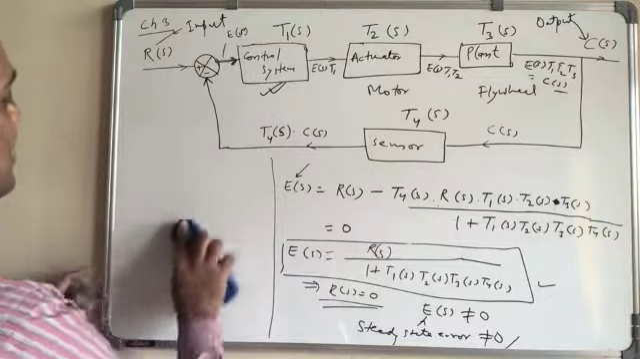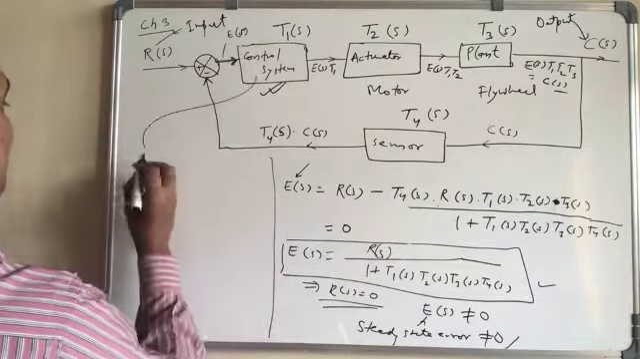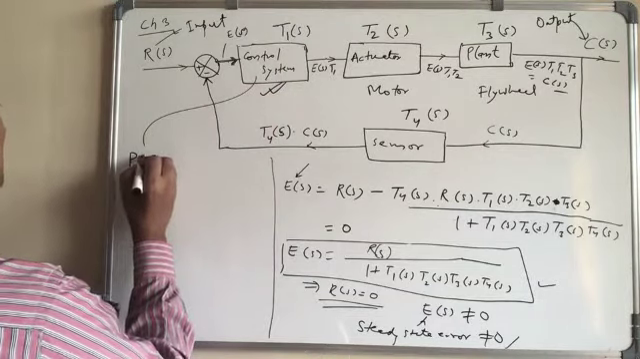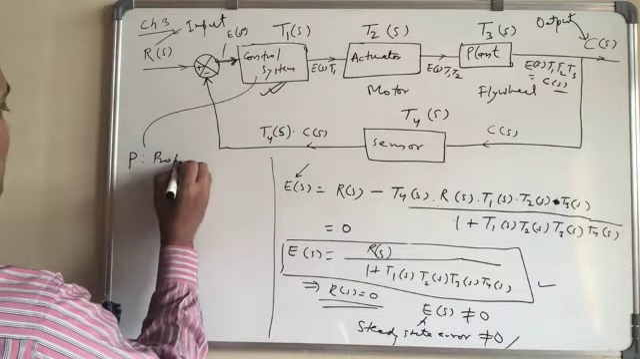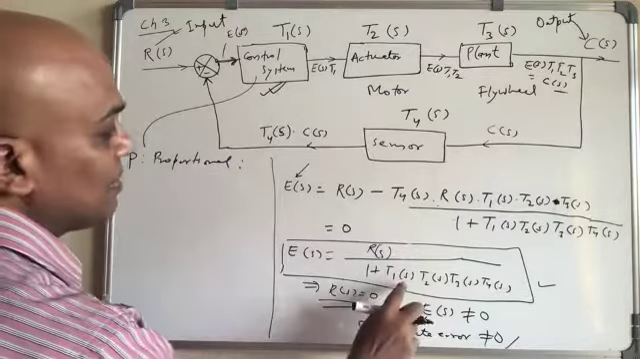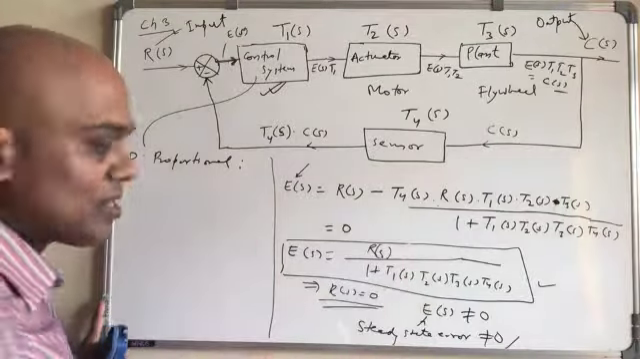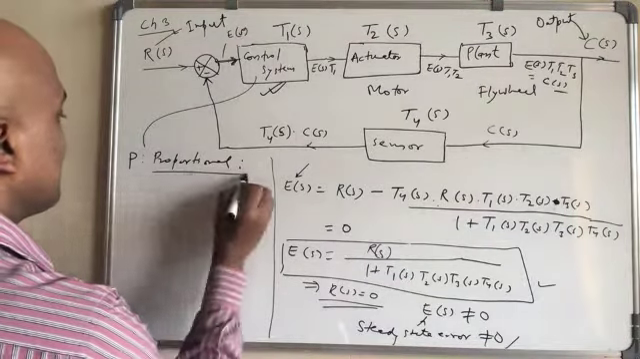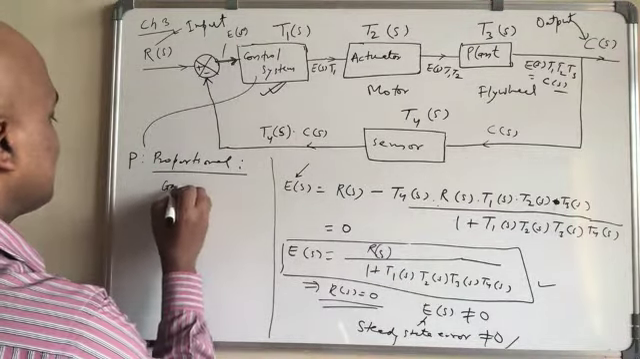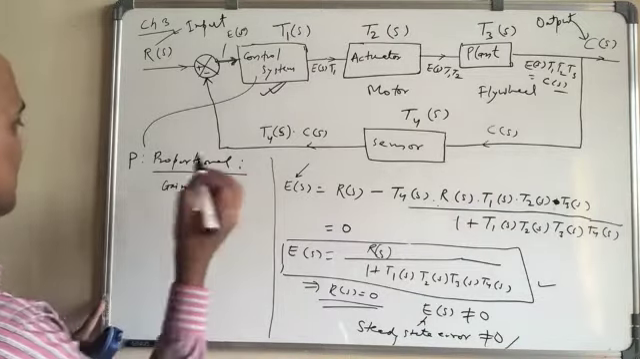So this can be a control system that is simply just a gain, which you call proportional. That means in this case T1 will be just a K, just a constant number. So proportional will be just a gain, that's it. Let's call it K1.